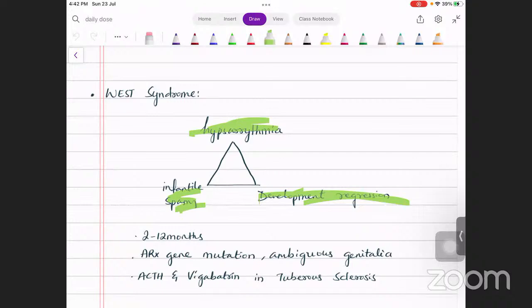If the infantile spasm is associated with tuberous sclerosis, then vigabatrin is the drug of choice. So ACTH and vigabatrin will be there as drugs of choice.